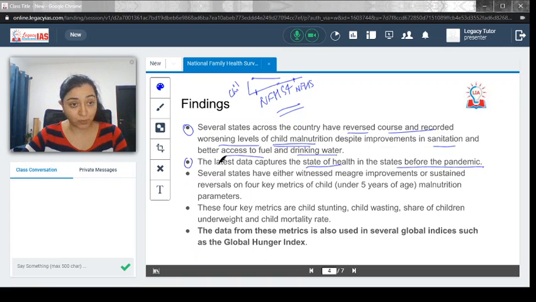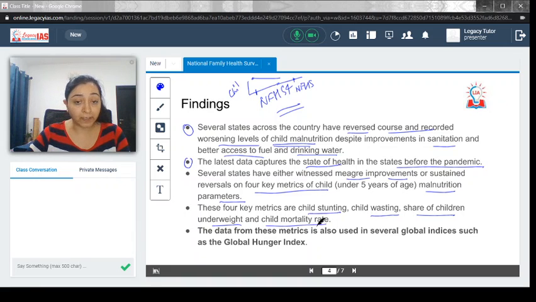a more bleak situation. Several states have either witnessed meager improvement or sustained reversal on 4 key metrics of child under 5 year malnutrition parameter. So we will talk about these malnutrition parameters. These 4 key metrics are child stunting, child wasting, share of children underweight, and child mortality rate. So these are the 4 factors in which NFHS 5 has tried to capture child malnutrition.